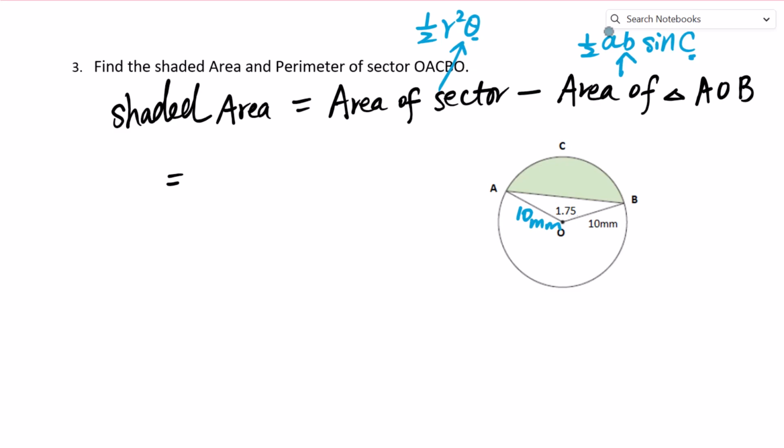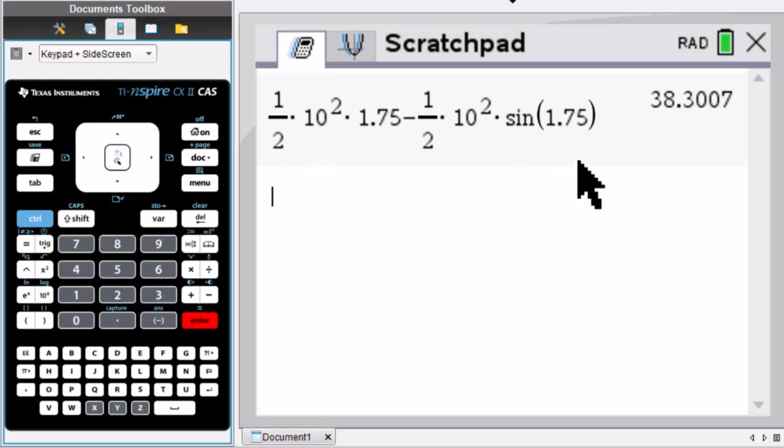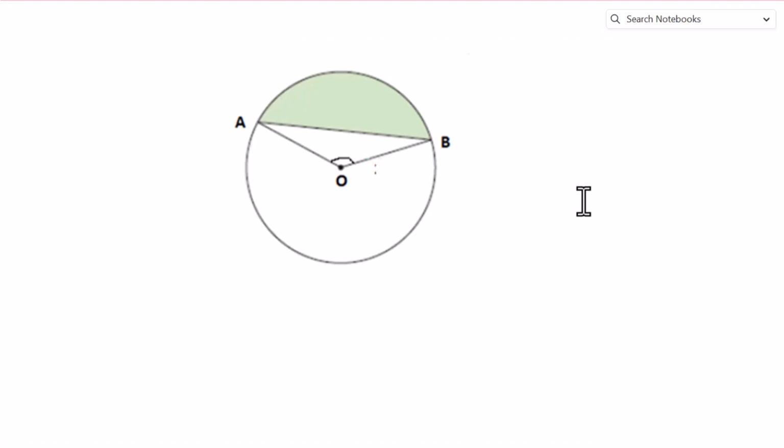Area of sector. Make sure this theta is in radians. 1/2, radius is 10 squared times theta 1.75, minus area of triangle AOB, which is 1/2 ab sin C, which is 10 times 10 sine 1.75. Answer is 38.3 millimeters squared.